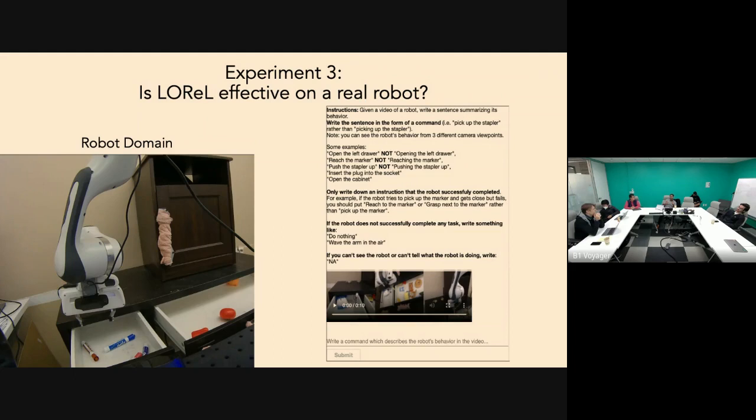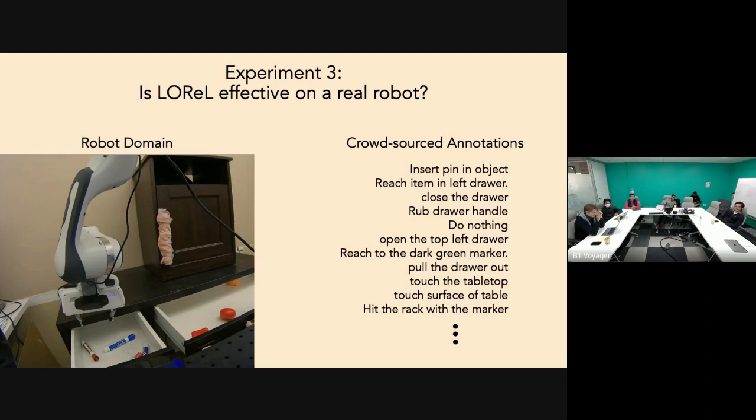So actually, it's a perfect segue to the next slide. I have some example annotations that we got through the crowdsourcing, and we can see that humans do phrase things in kind of weird ways compared to what we might expect. There's rub the drawer handle. There's one where it's trying to insert a marker into a holder, and it's insert pin into the object. So humans definitely have interesting ways of phrasing things, but I think the pre-trained language model helps us deal with this a lot.